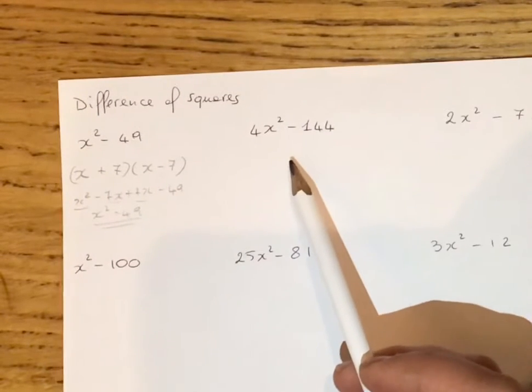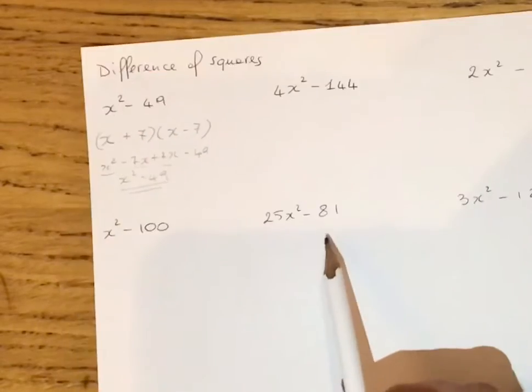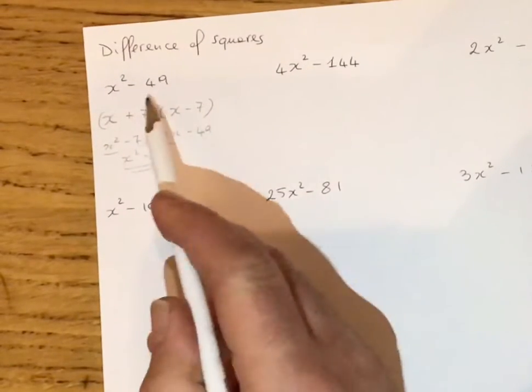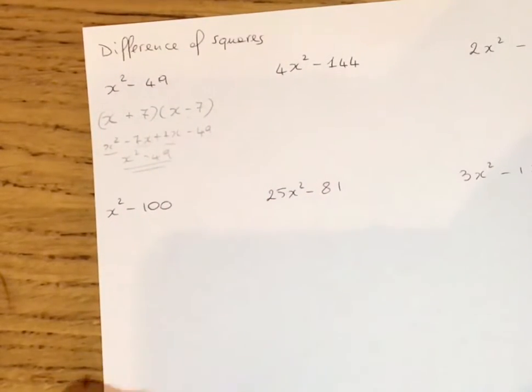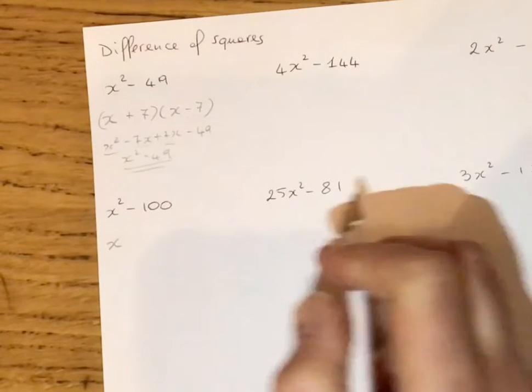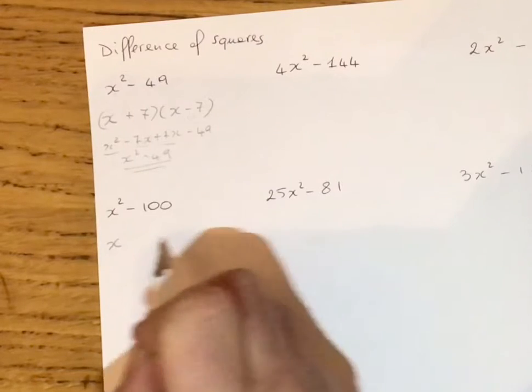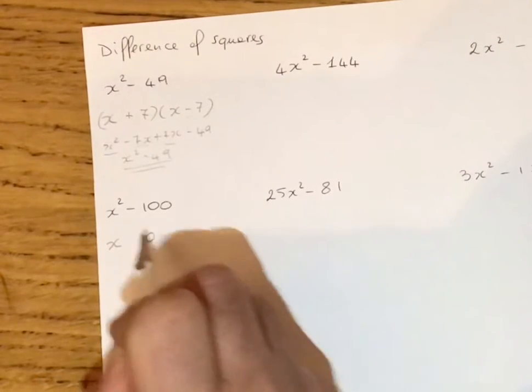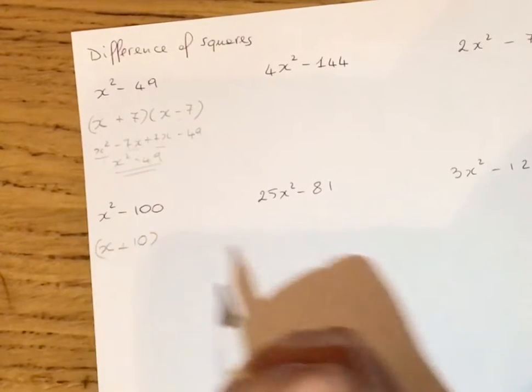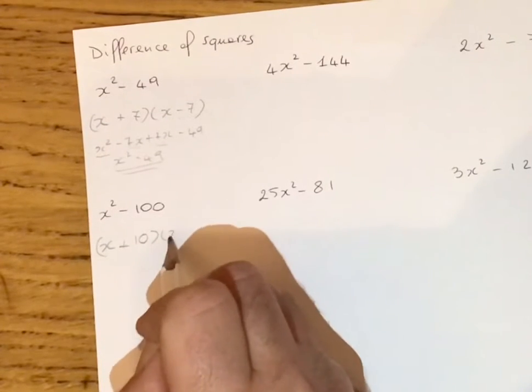So this is another simple example like that one. So what squared will give you x squared? The answer is x. What squared will give you 100? 10, because 10 times 10 is 100, one positive, one negative.